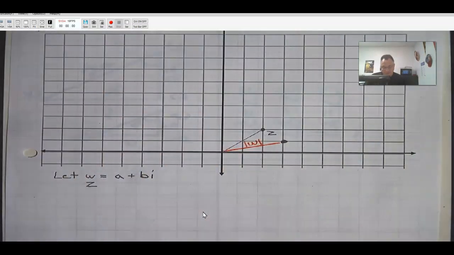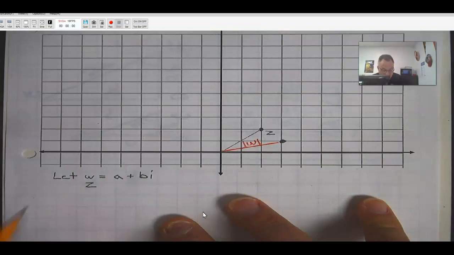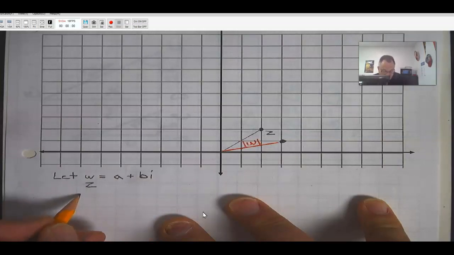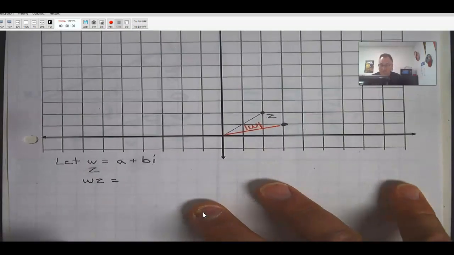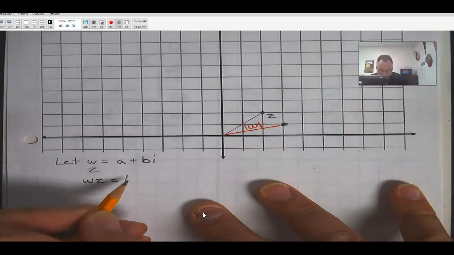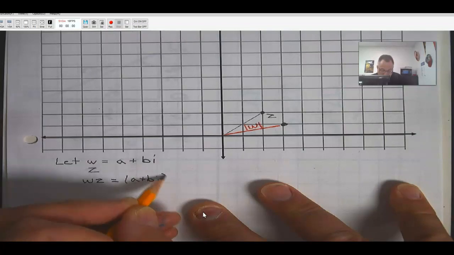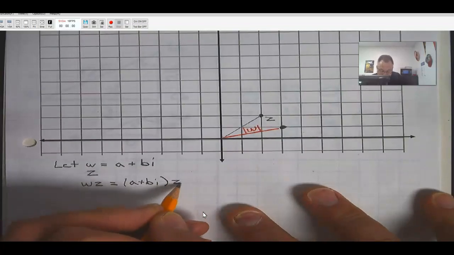All right. Now here's what we're trying to prove. We're trying to show that, this isn't what we're trying to prove. This is how we're going to prove it. If I took W times Z, those two complex numbers, and multiplied them, what we did yesterday was I'm going to substitute A plus BI for W, and I'm just going to leave Z, the complex number Z, as Z.